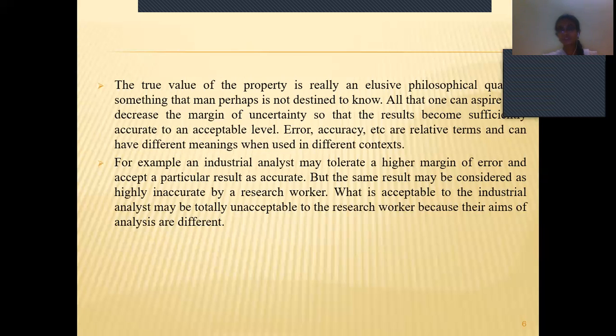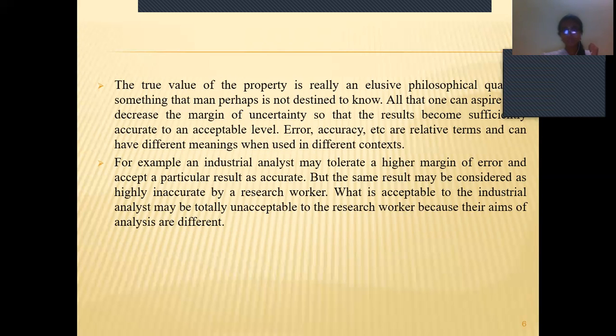may tolerate a high margin of error and accept a particular result as accurate. If the person is doing the experiment as an analyst, and he gets a result just near to the expected value, the value can be accepted in the case of doing an experiment. But in the case of research work, it is not acceptable; we should get the exact result. In an experiment, we may not get the same value, but we can get a value just near to it.